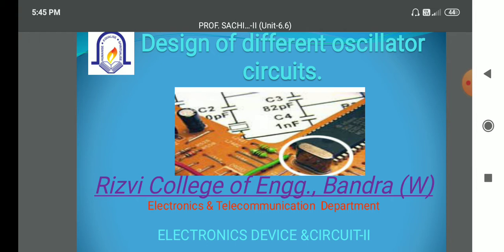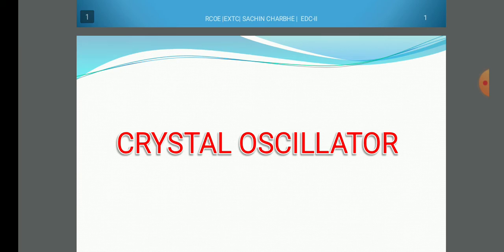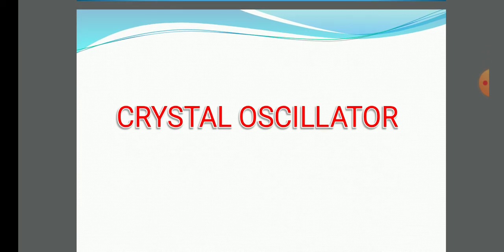In this PPT, we will see basically the crystal oscillators and unijunction oscillators. In the previous PPT, we had seen the RC oscillators, LC oscillators, and their types, their design also, and their numericals and some design numericals. So first, we will see the crystal oscillator.